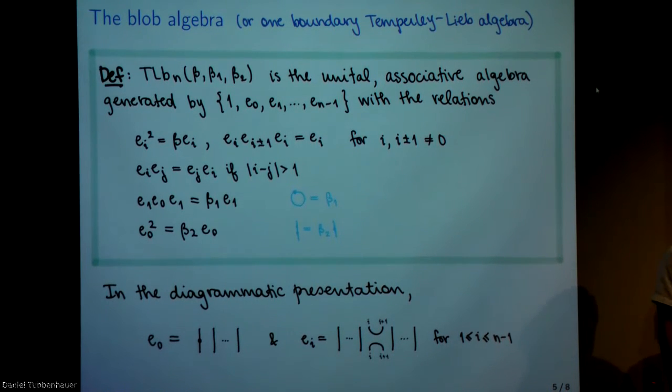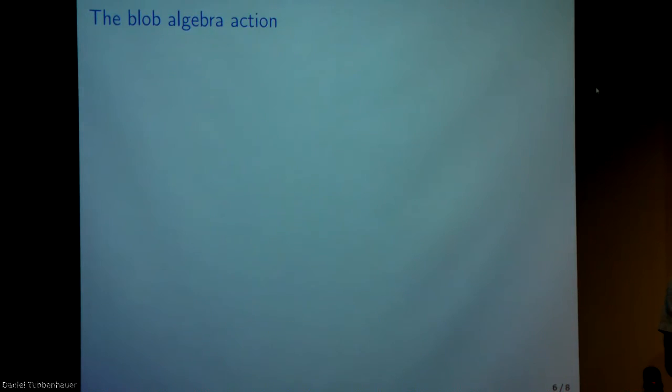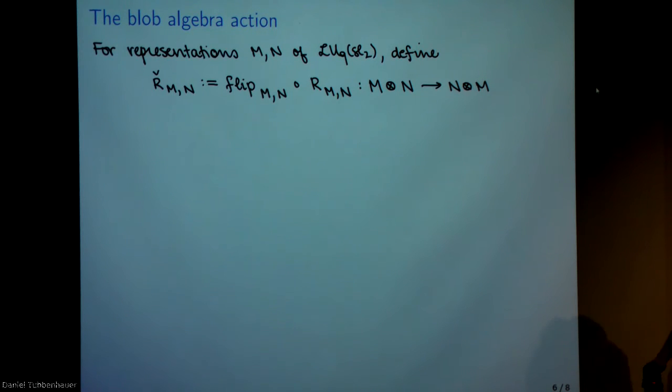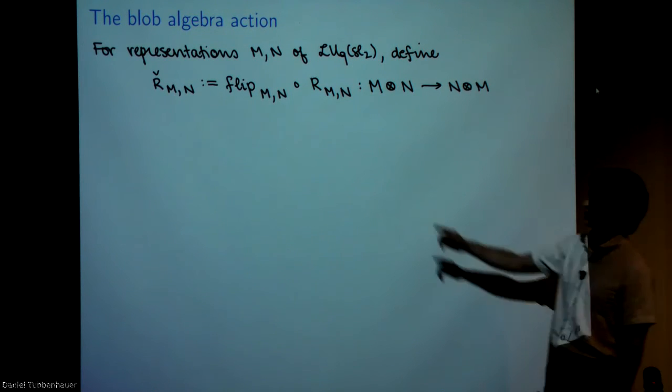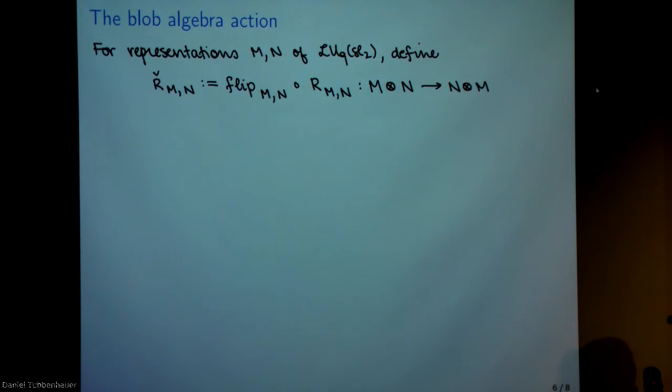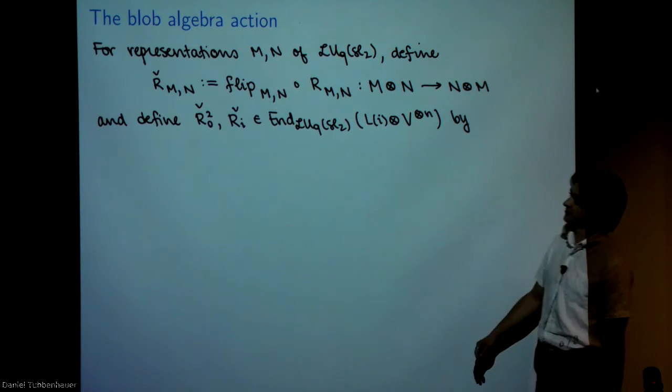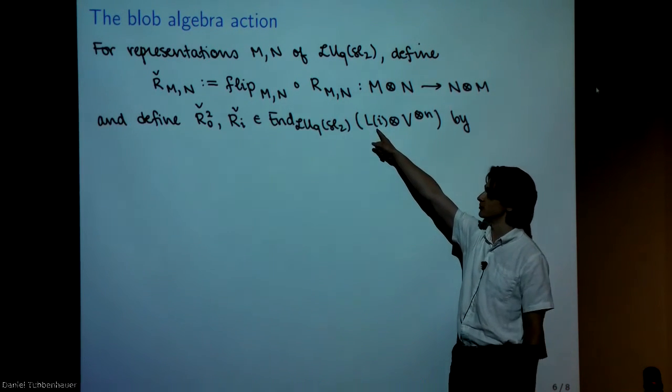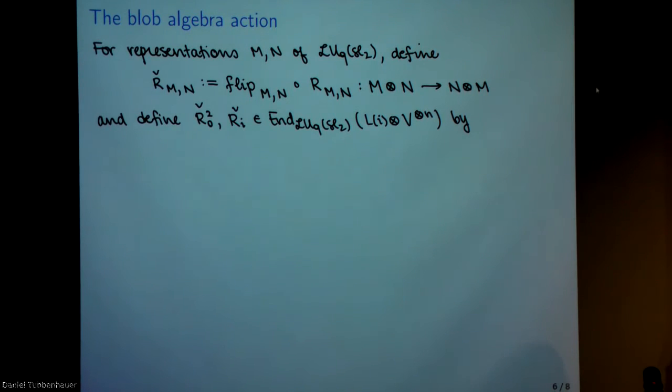So why am I talking about the blob algebra? It's because I will want to define a blob algebra action on the tensor space that interests us. So to do this, I'll need to define these isomorphisms of representation. So I'll denote by Ř the isomorphism coming from applying the R-matrix and then flipping the tensors. And I'll consider elements of this endomorphism algebra of the module L_i tensor n copies of V by these things.